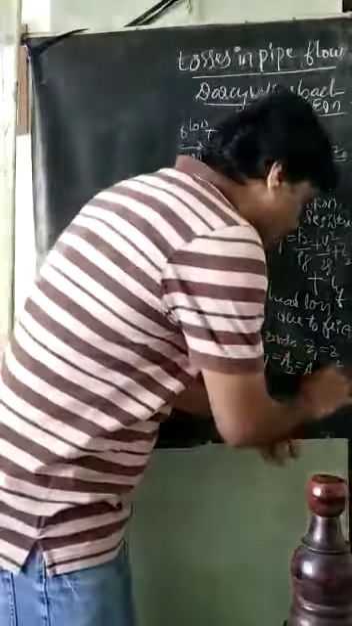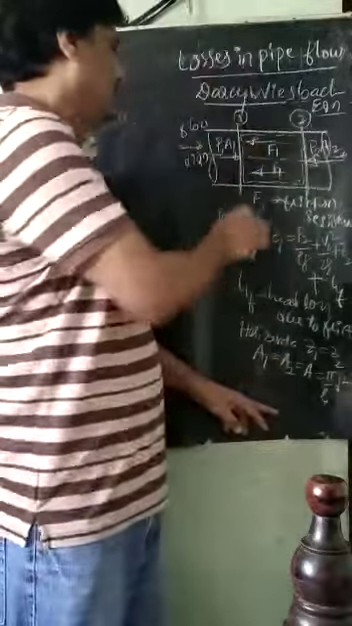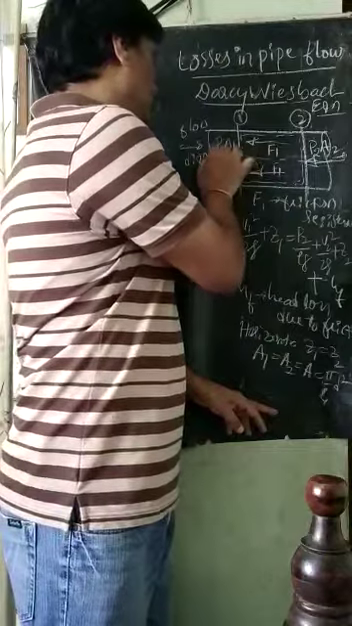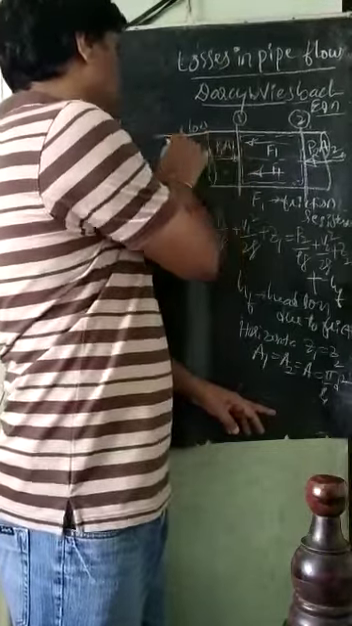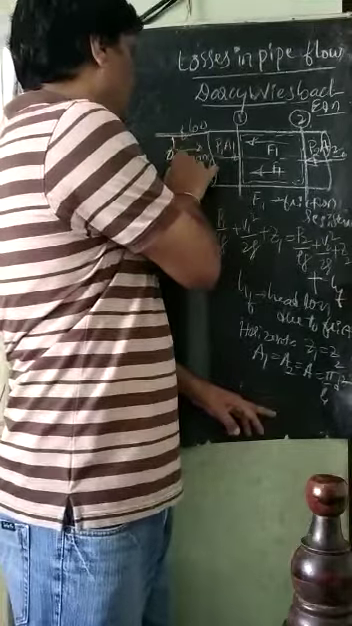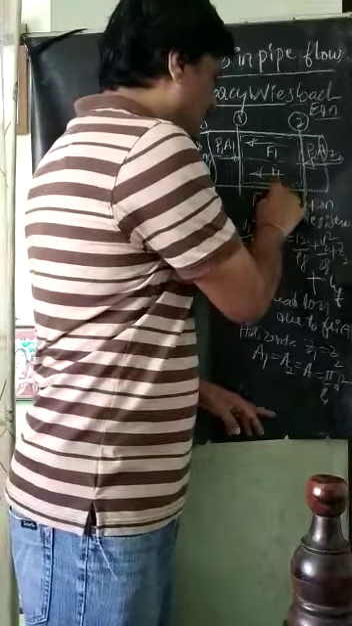Cross-sectional area A is equal to pi by 4 into D square here now, where D is the diameter of the pipe, where this is the D here, pi into D. D is the diameter of the pipe, and this L is there here now.